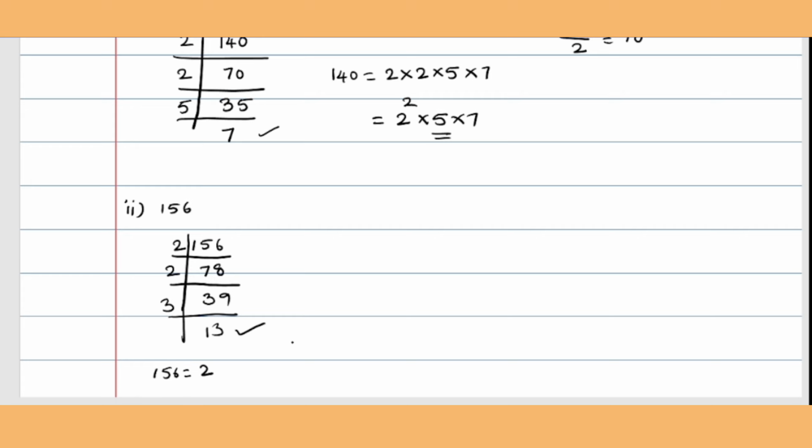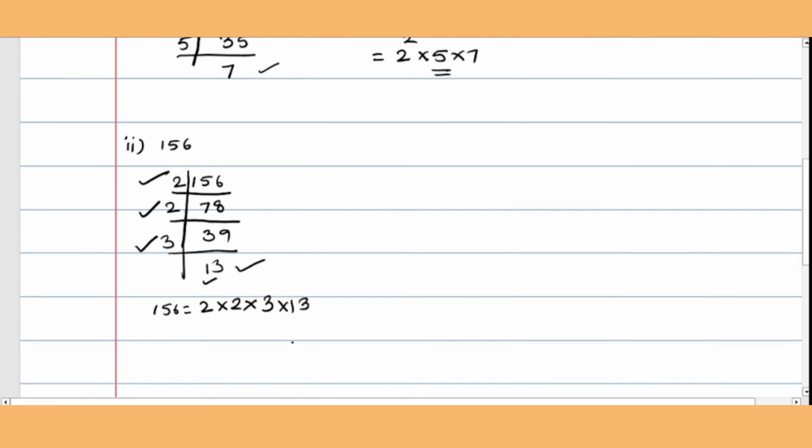The prime factorization of 156 is 2 times 2 times 3 times 13, which can be written as 2 power 2 times 3 times 13.